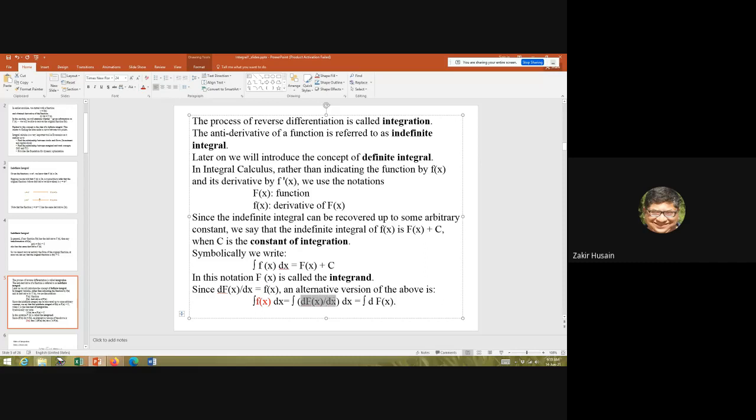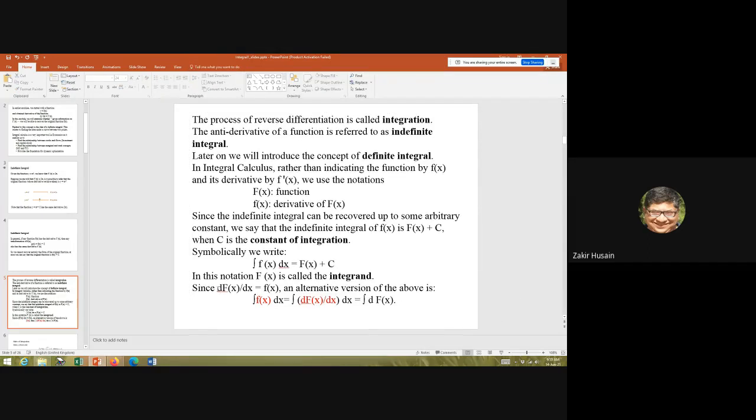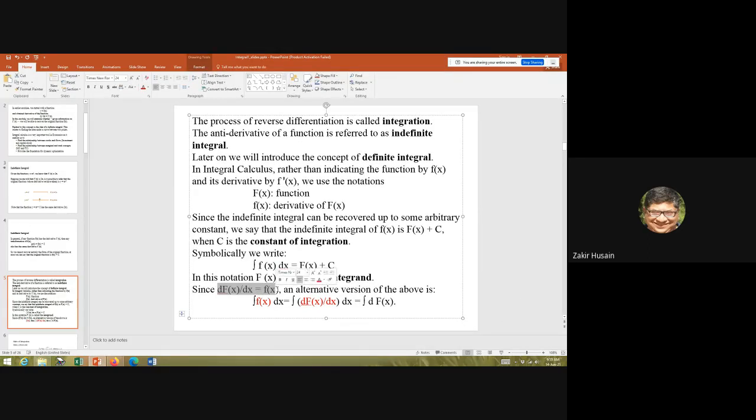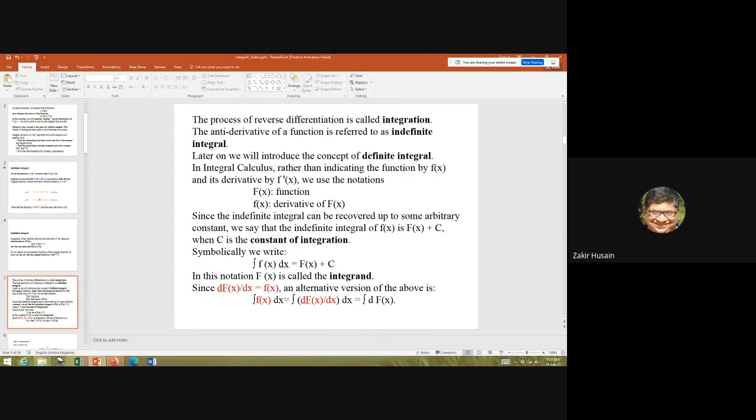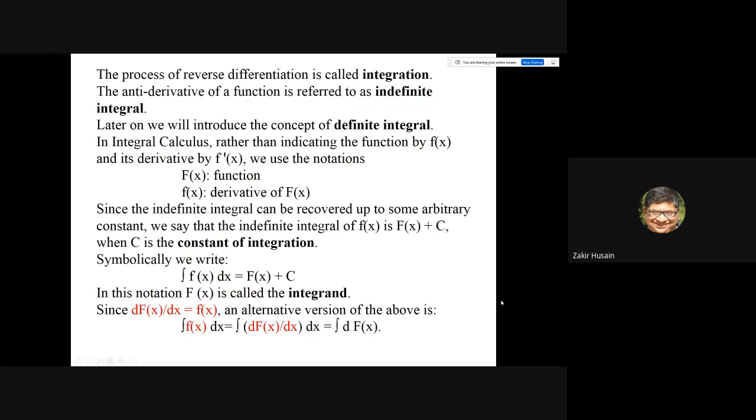We are substituting this. Okay, we are using this relation. We are simply substituting this in place of fx. So we get integral of d capital F.